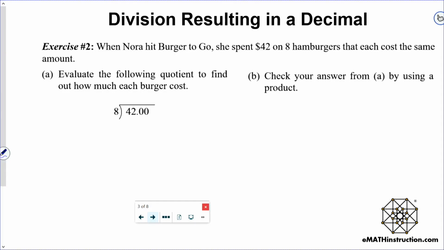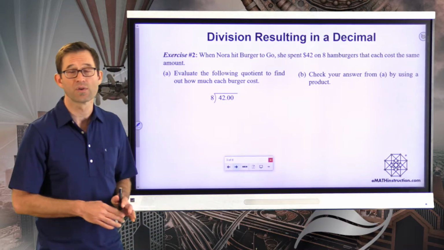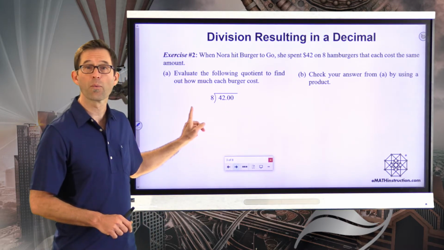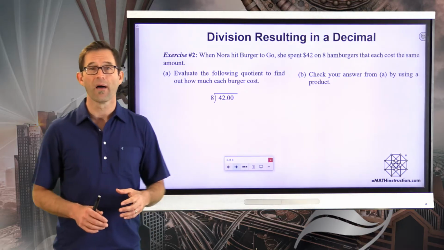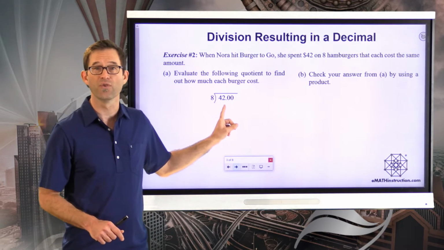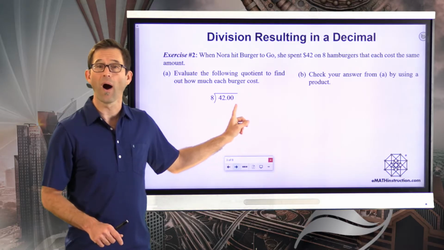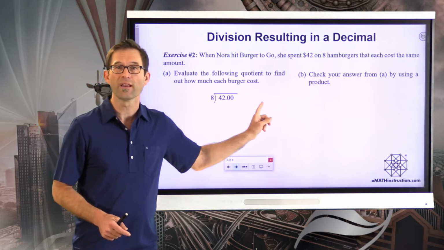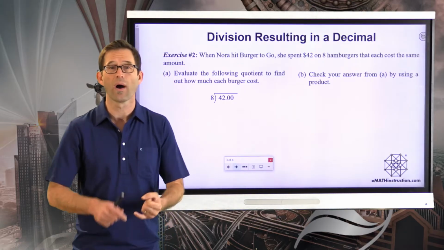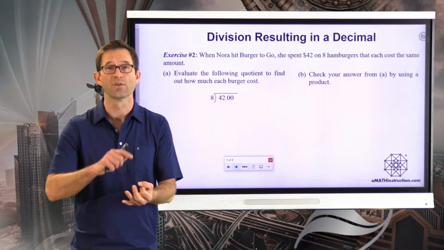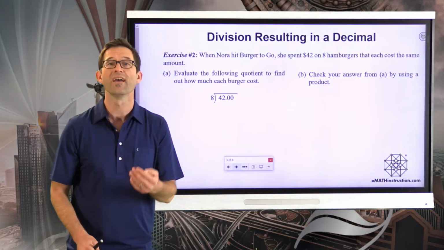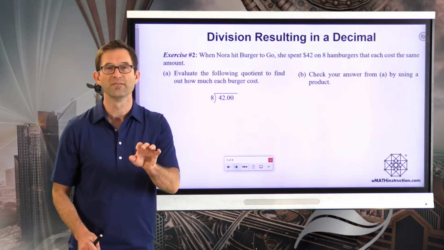When Nora hit Burger to Go, she spent $42 on 8 hamburgers that each cost the same amount. Letter A asks us to evaluate the following quotient to find out how much each burger cost. Now, this should totally make sense. We've got 42 total dollars, and we're dividing by 8. Because you've worked with money a lot, it's probably very natural for you to think about this as 42.00. Keep in mind, though, I could, if I really needed to, keep writing the zeros on and on and on, because that just means I have 0/10, 0/100ths, 0/1000ths, 0/10,000ths, etc. It starts to get a little bit bad after a while.